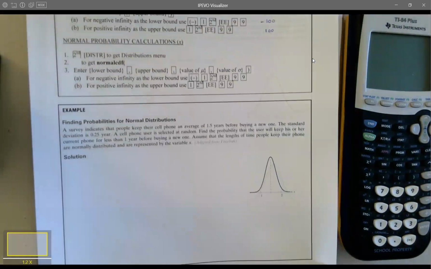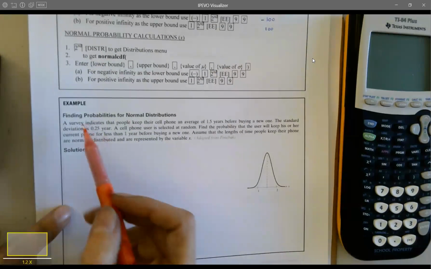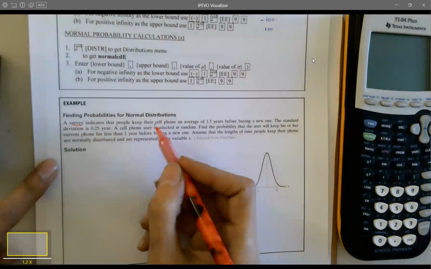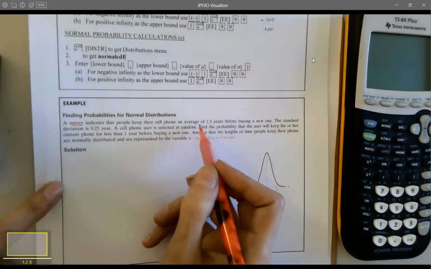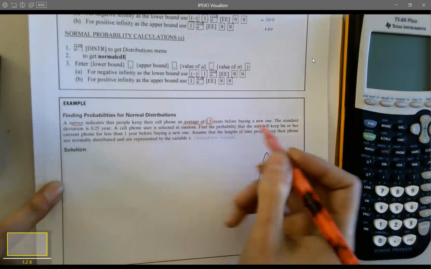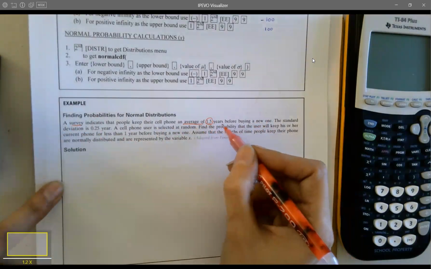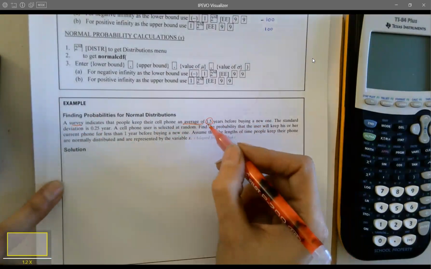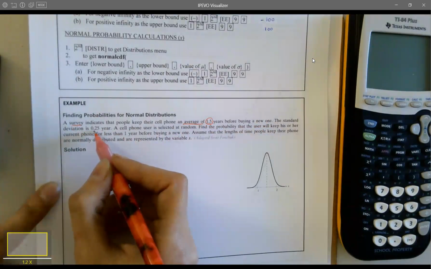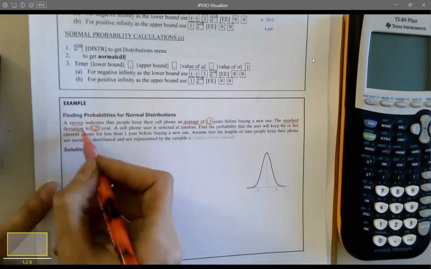Let's take a look at one example. This example says a survey, it means that we have a sample, indicates that people keep their cell phone an average of 1.5 years before buying a new one. An average of 1.5 years, so the mean is given to us. The standard deviation is 0.25 years.